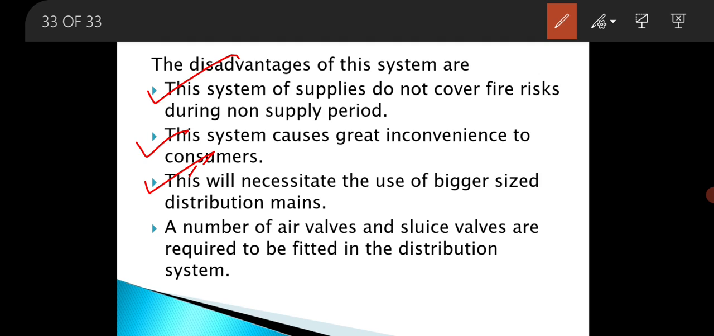And also for this system a number of air valves and sluice valves are required to be fitted in the distribution system. Therefore, this intermittent supply system should not be continued for a long term policy, and it should be replaced by the continuous supply system.